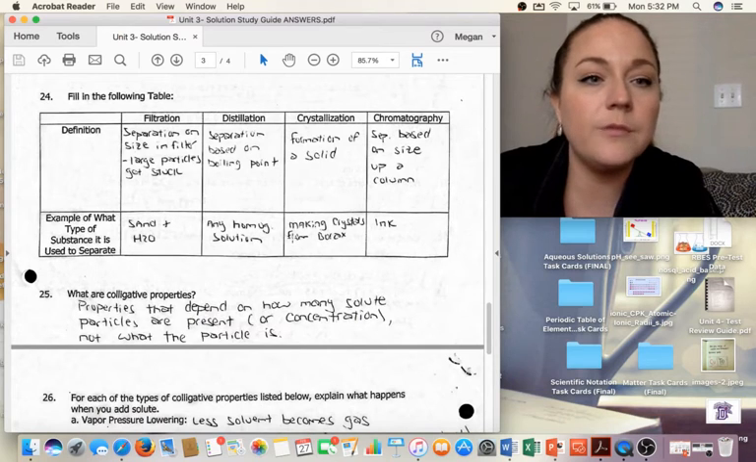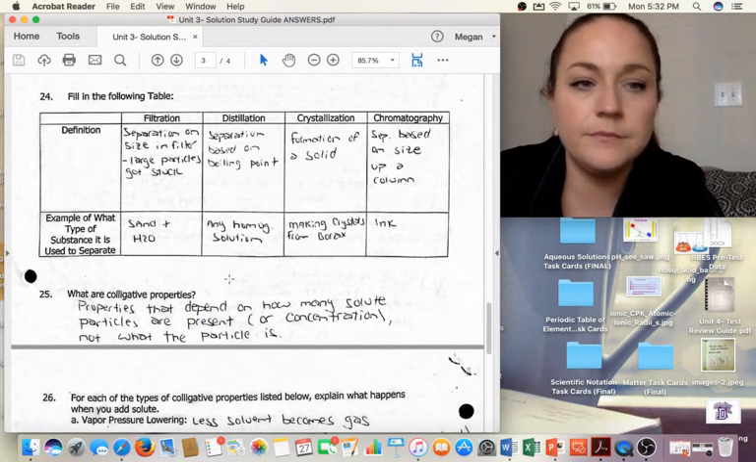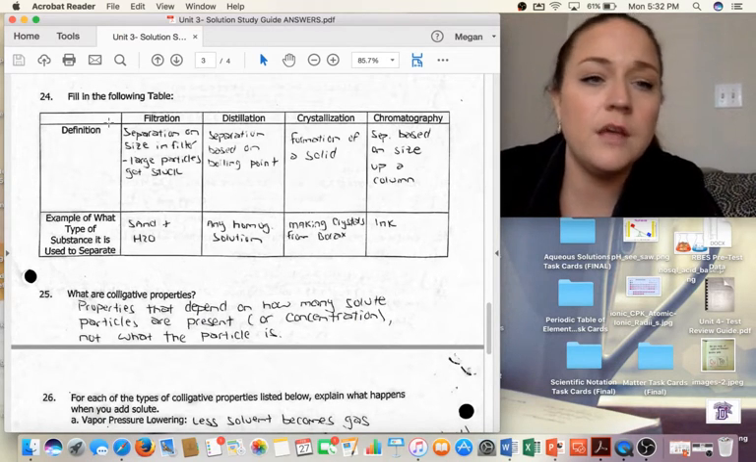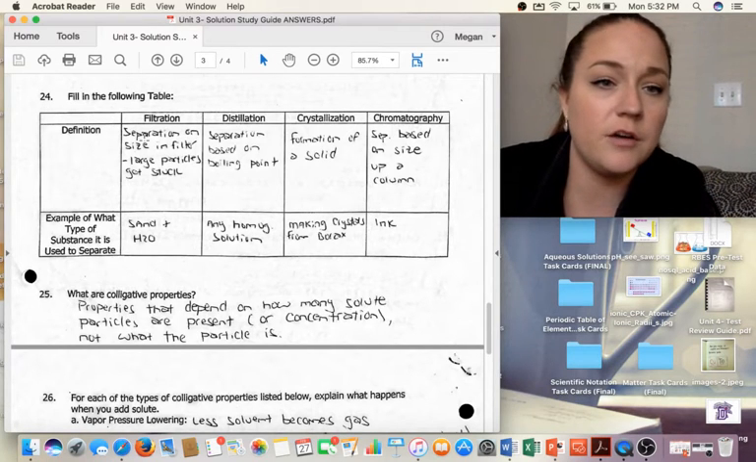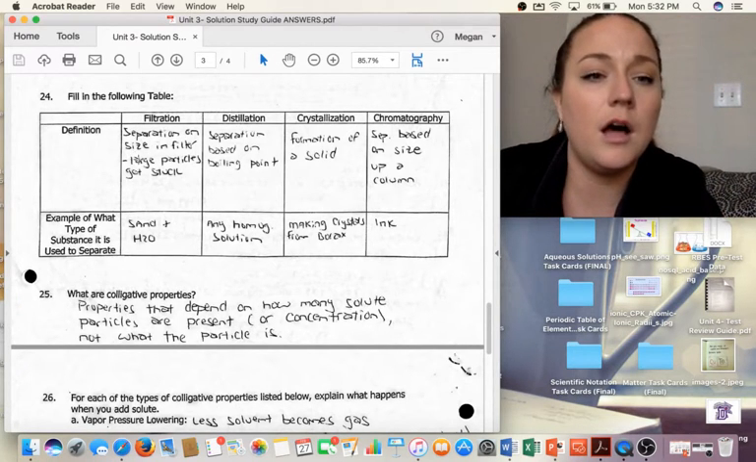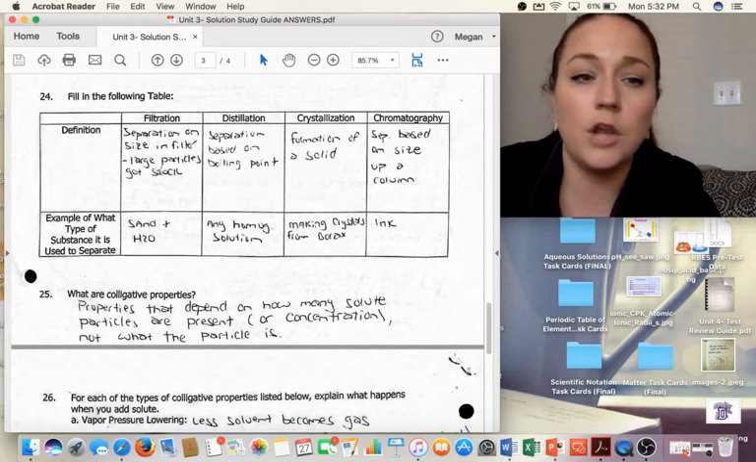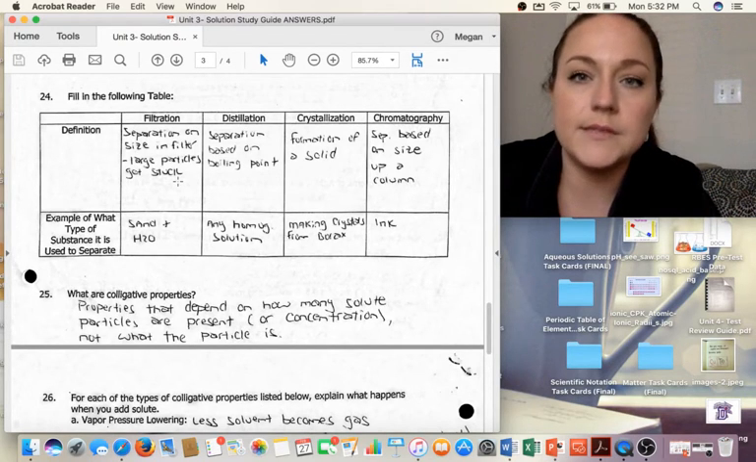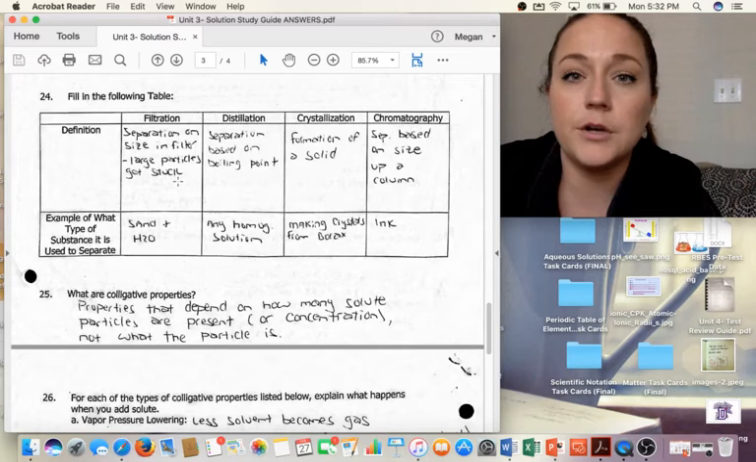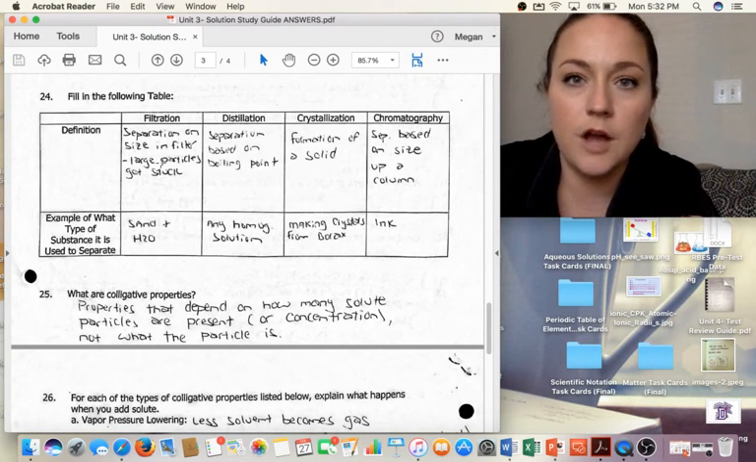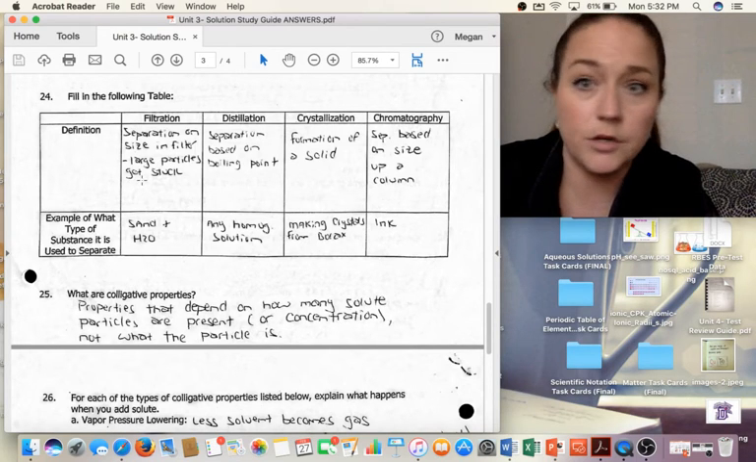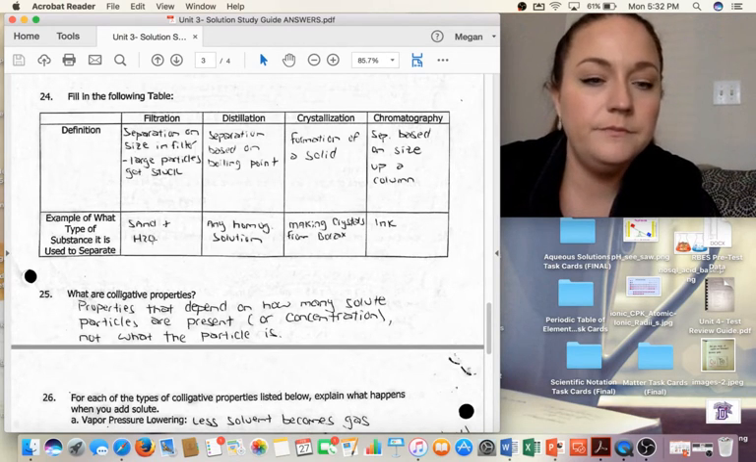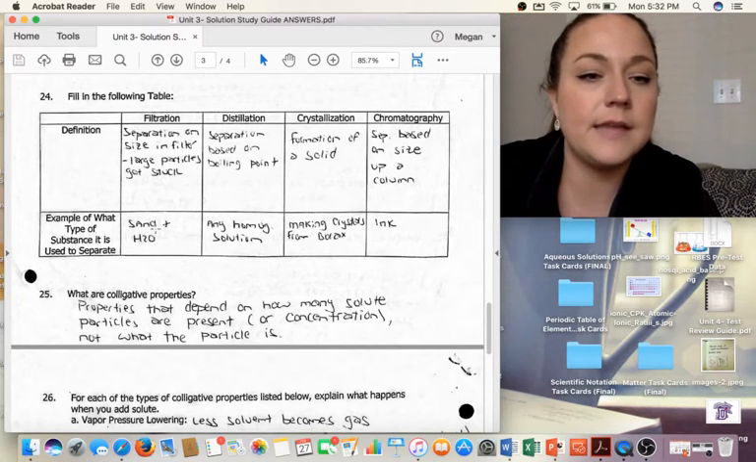All right, 24. In the following table, fill in the information. So filtration, which we are able to talk about, is the separation of particles in filters. Large particles get stuck. Example, coffee. Love it. Love the coffee. So Misty makes her coffee in the morning. She has her filter paper, and it catches all of the coffee grinds so they're not in her coffee, her solution. So another example of this is sand and H2O.